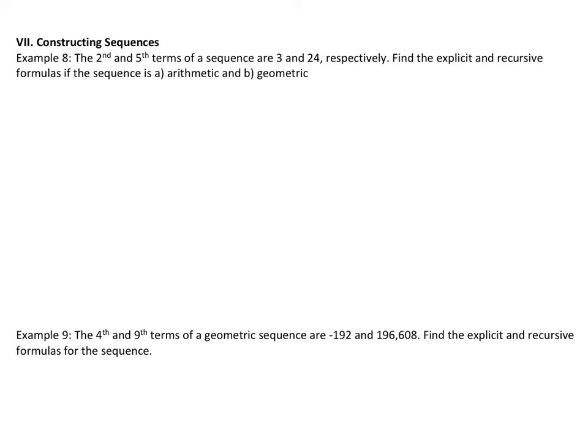Now, number 8, it says the second and fifth terms of a sequence are 3 and 24 respectively. I'm going to stop reading right now and just write down what that means. That means that a sub 2 is equal to 3 and a sub 5 is equal to 24. Okay, so the second and fifth terms are 3 and 24 respectively. Find the explicit and recursive formulas for both if the sequence is arithmetic and geometric.